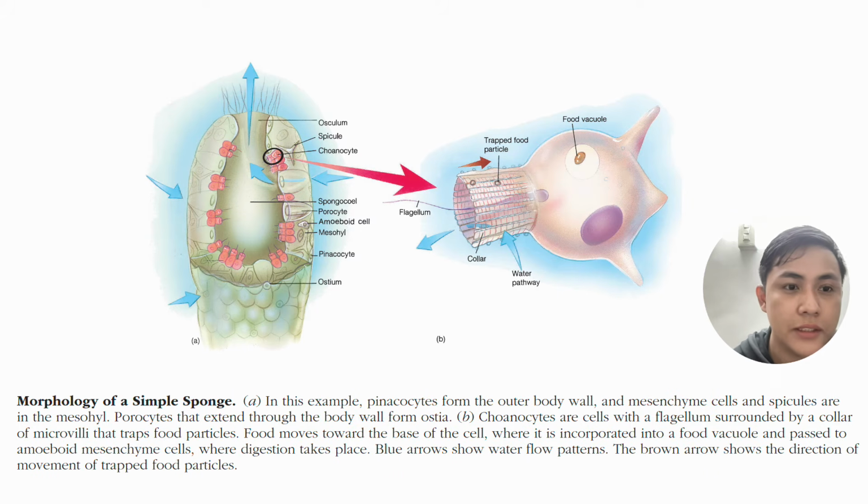Now, here shown is the morphology of a simple sponge. In this example, pinacocytes form the outer body wall, and mesenchyme cells and spicules are in the mesohyl. Porocytes extend through the body wall from ostia. The second one, choanocytes, are cells with a flagellum surrounded by a collar of microvilli that traps food particles. Food moves towards the base of the cell where it is incorporated into a food vacuole and passed to the amoeboid mesenchyme cell where digestion takes place. The blue arrow shows water flow patterns. The brown arrow shows the direction of movement of trapped food particles.